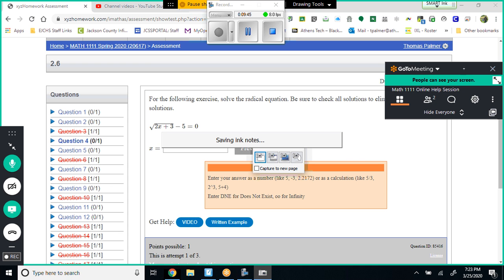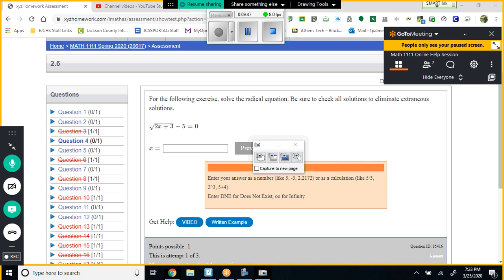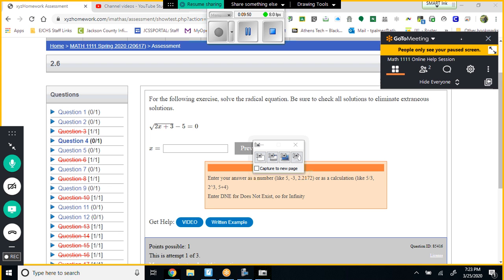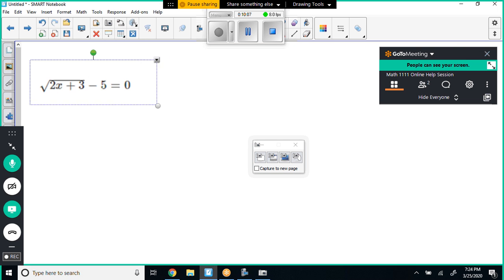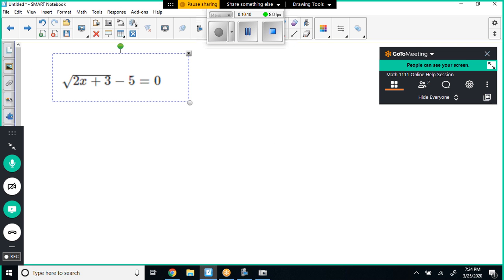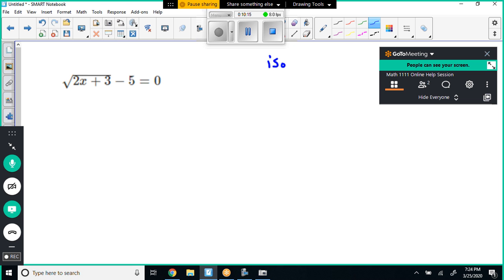It says the following exercise: be sure to check all solutions to eliminate extraneous solutions. So extraneous solutions, from when I taught it in the lecture, is a solution that you get, but it doesn't satisfy the equation. You solve for it, but it just doesn't work. So when you have a radical equation like this, the key is to isolate the radical. That is what you're trying to do.